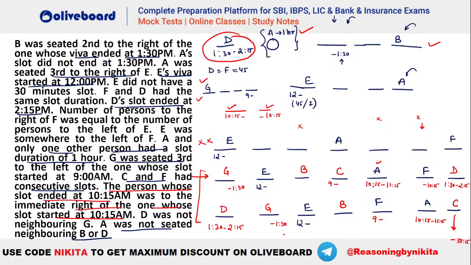Also, we know that C and F have consecutive slots, right? C and F को consecutive slots में जाना है. So that means there should not be any gap between the two. So you can see C is starting at 9 and F is ending at 10:15.